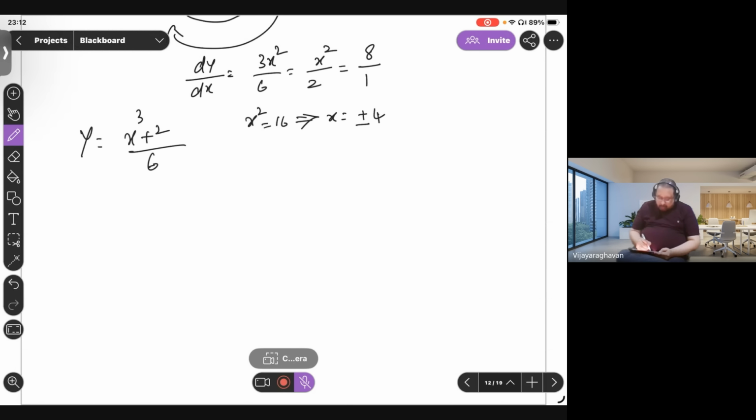When x is 4, the equation is y equals x cube plus 2 over 6. When x is 4, y is 66 over 6, which is 11, and when x is minus 4, y is minus 62 over 6, which is minus 31 over 3. That's all.